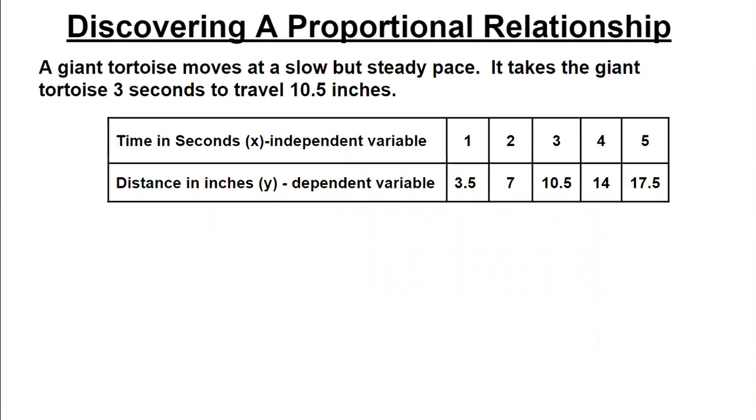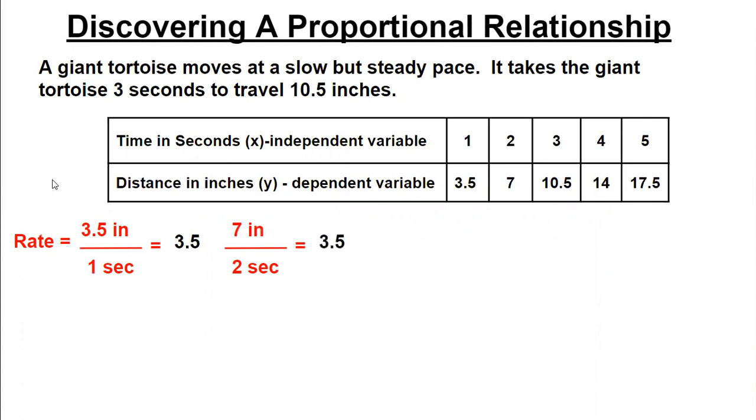Okay, here's our table that we just had on the previous slide. We figured out the answers here. So we can say that the rate is 3.5, or we could say 7 inches over 2 seconds, which is also 3.5. If you took a calculator and divided 7 by 2, you would get 3.5. If you took 10.5 and divided by 3, you would get 3.5. If you divided 14 by 4, you would get 3.5.